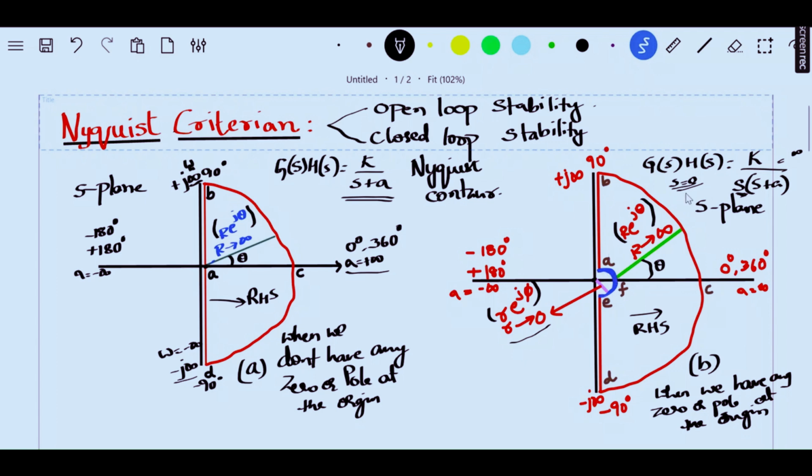Understood? The only reason is that when s equals 0, the transfer function becomes infinite. Once the transfer function becomes infinite, there is no meaning at all. We know that s equals 0 at the origin, so when you substitute s equals 0 in this equation, the entire equation becomes infinite. That is why we take this small semicircle, which is outside the origin. I hope you all understood what I am saying.